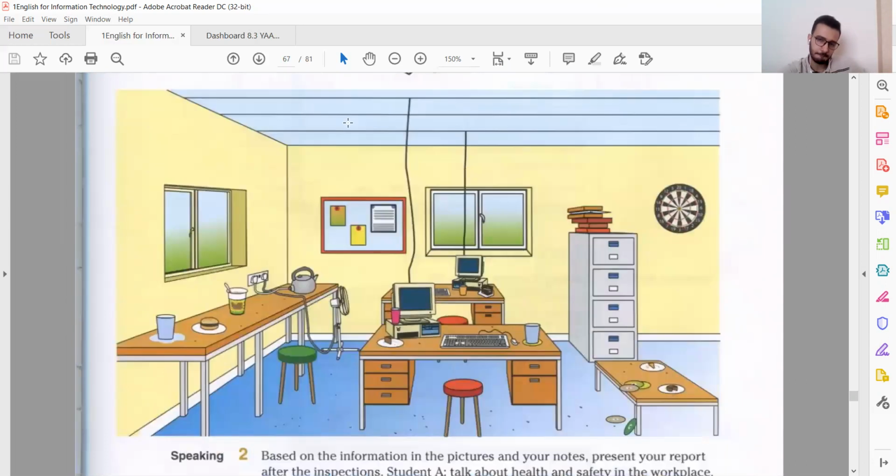About the safety, here, what can we notice? One, the worst thing ever, the chairs. See the chairs? We have stools. So it's not safe. It's not comfortable. Use chairs with backs. Two, we have so much food and drinks behind the computers. Not good. You shouldn't have food or coffee or drinks close or near the computers.